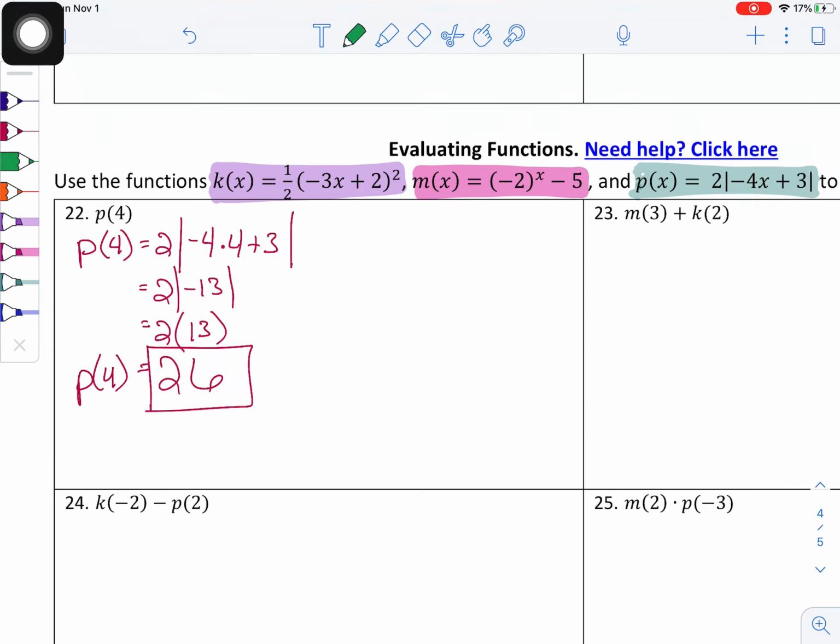Now, please do not make the mistake of thinking that you are trying to solve for p. P is not a variable, it's a function name. So please don't think that you need to get it to say p equals.